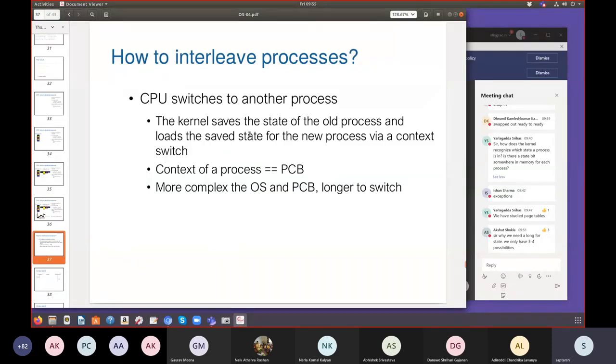And so basically we have discussed this. What happens when the CPU switches to another process? First, the kernel saves the state of the old process and loads the saved state for the new process via a context switch. And we have discussed this mechanism in detail. Like how does a context switch happen?